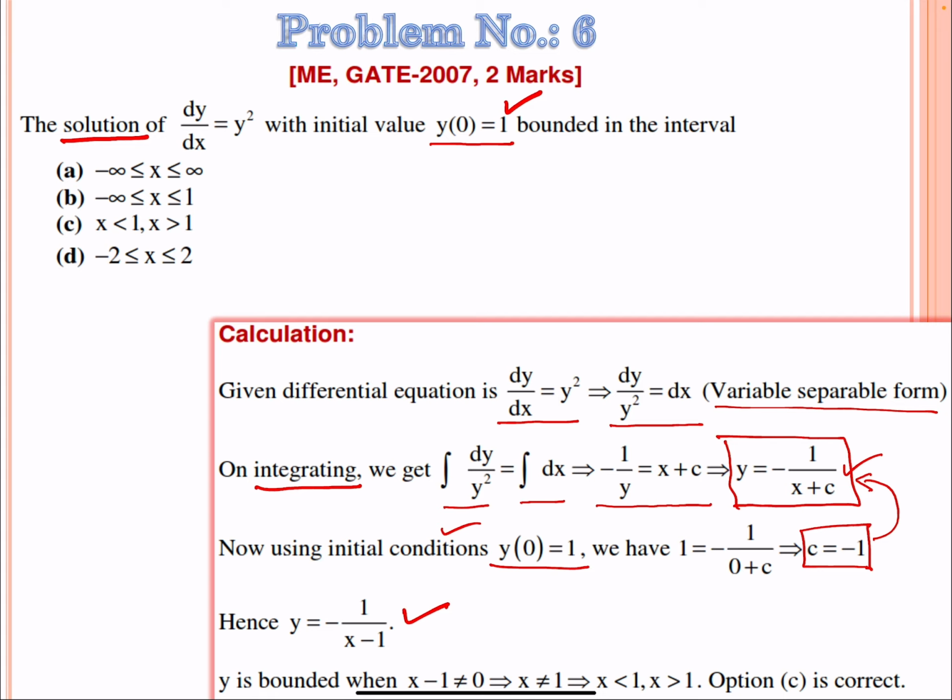Now, this y is bounded when x minus 1 is not equal to 0. Means denominator is not equal to 0. Means x is not equal to 1. This means x less than 1 and x greater than 1. So clearly, C option is absolutely correct.